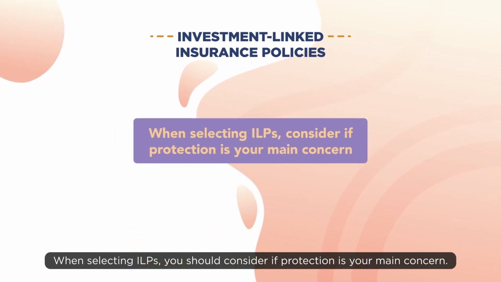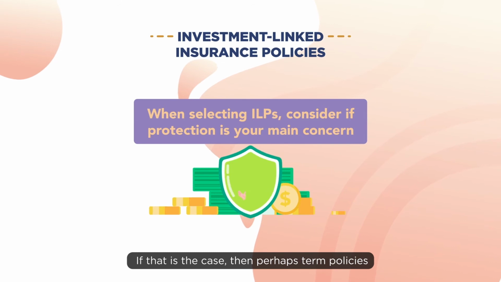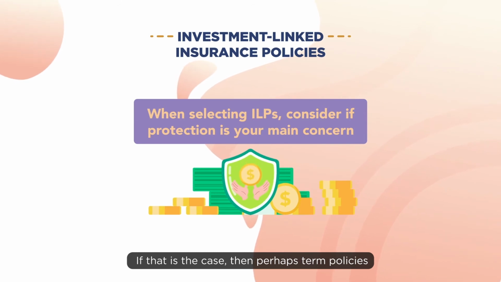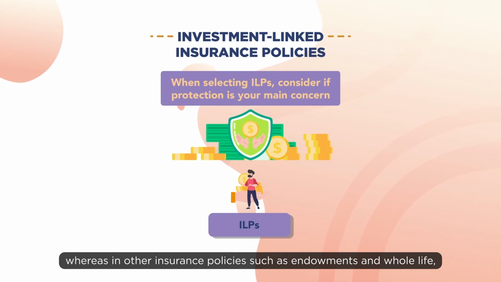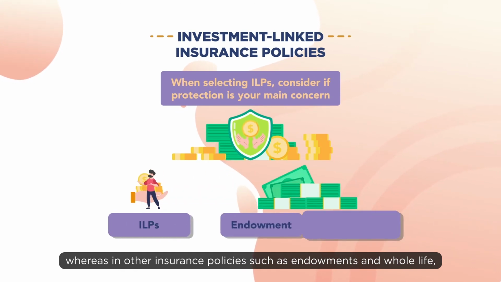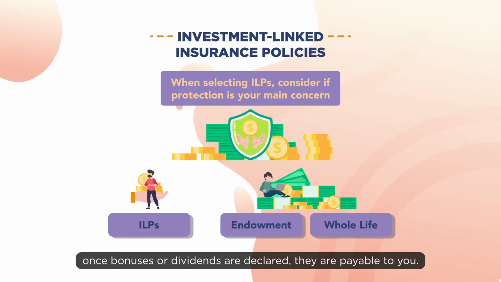When selecting ILPs, you should consider if protection is your main concern. If that is the case, then perhaps term policies are more suitable since they are the most affordable. For ILPs, the investment risk is borne entirely by you, whereas in other insurance policies, such as endowments and whole life, once bonuses or dividends are declared, they are payable to you.